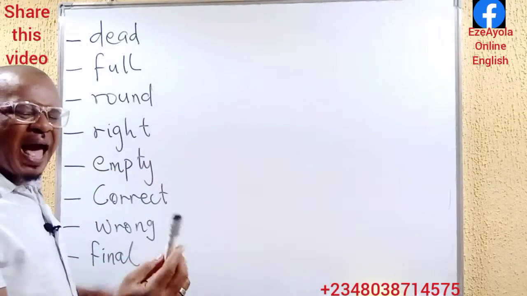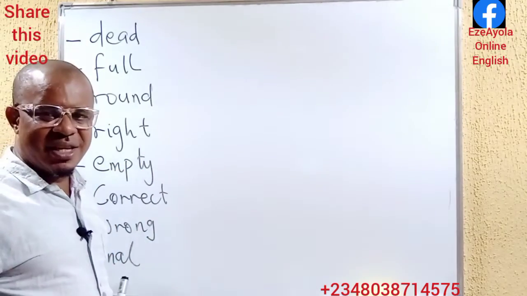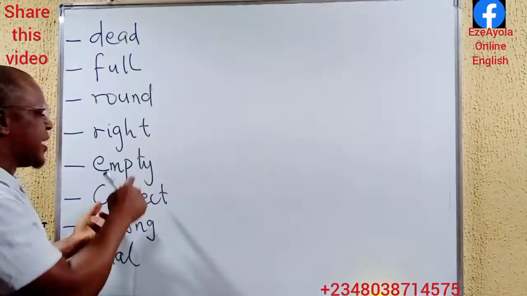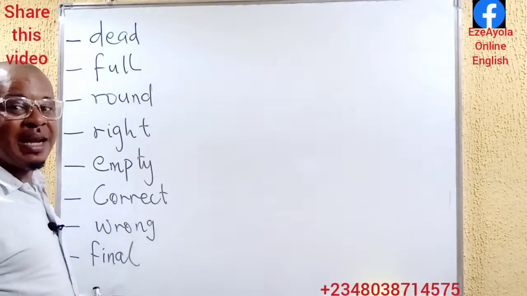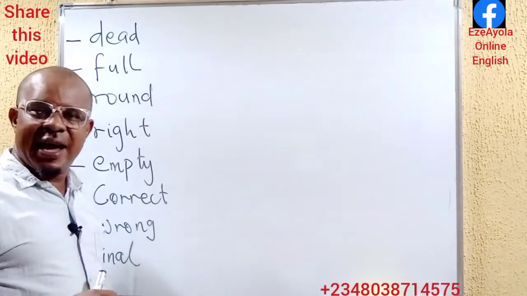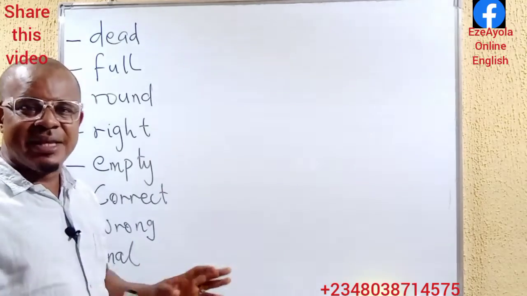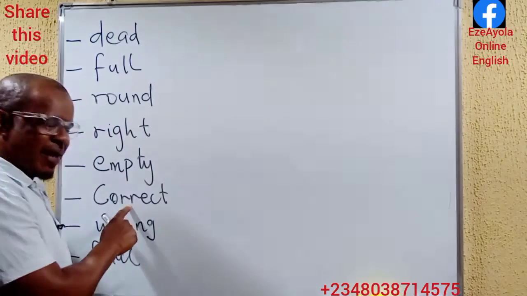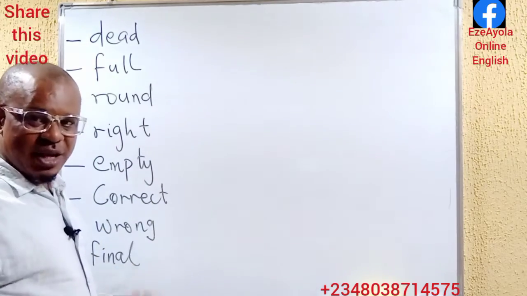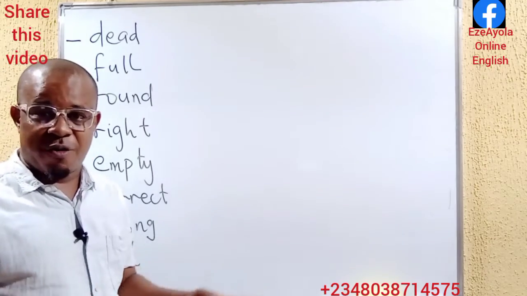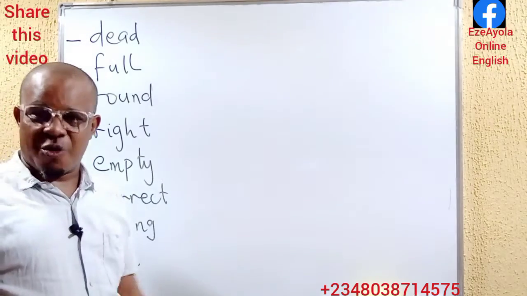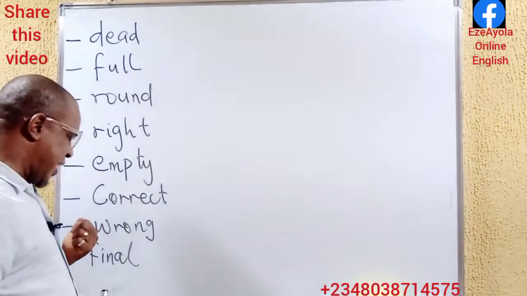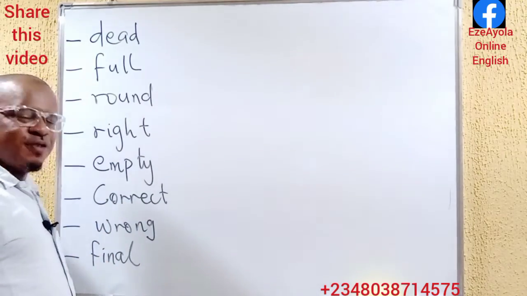Empty. If a can is empty, it is empty. You don't make comparison when emptiness is in place, all right? Empty can, it remains an empty can. Two cans are empty, ten cans are empty, they are all empty. You don't make comparison. Correct. A man who is correct, a woman can be correct, people can be correct. Nobody is more correct than the other. You don't make comparison in correctness, wrong, and final.